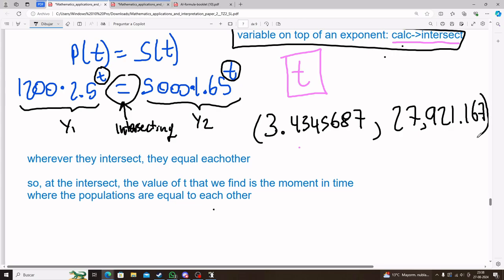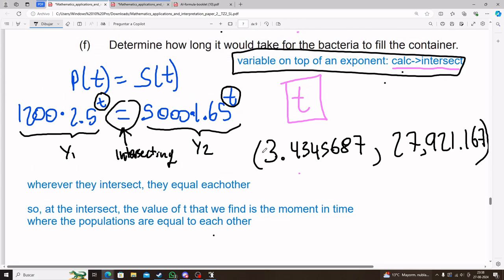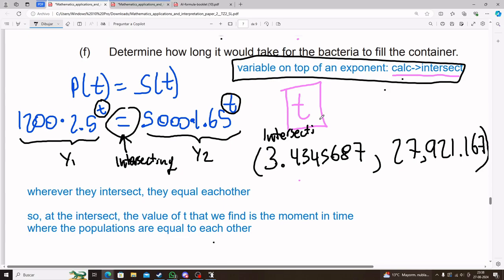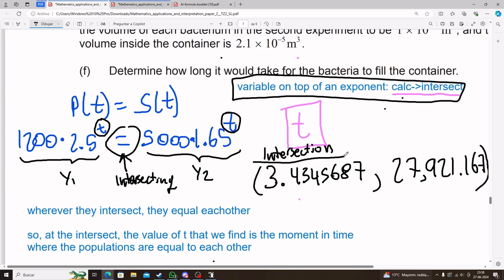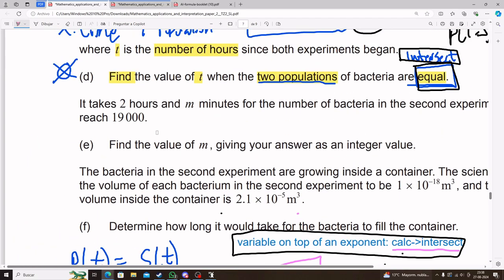All right, awesome. So using calc intersect, we end up with these values. See, so this is my point. When they intersect, this is a point of intersection. So in other words, the populations are equal to each other right after about 3 hours and a half, sort of, ¿cierto? And what population do they both have? They both have a little less than 28,000 bacteria, okay? That is how you interpret part D.